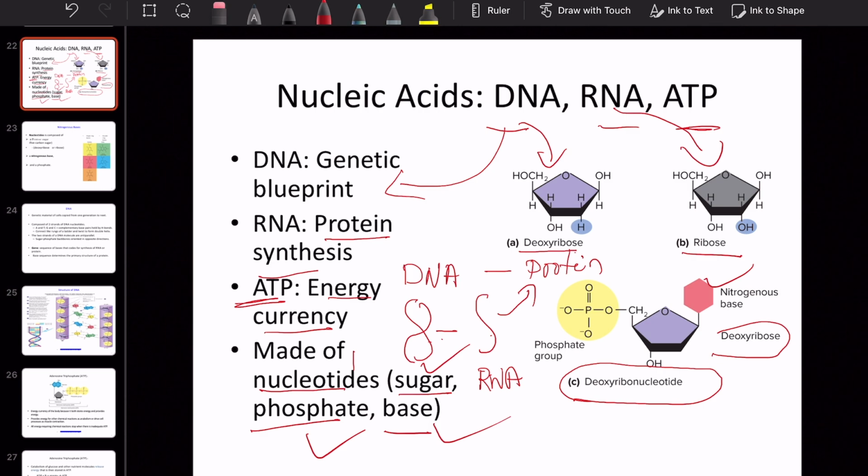Then we call that a nucleotide. So this is a deoxyribonucleotide because it has deoxyribose sugar. Otherwise, for just a nucleotide in RNA, it should have just what? Ribose sugar.